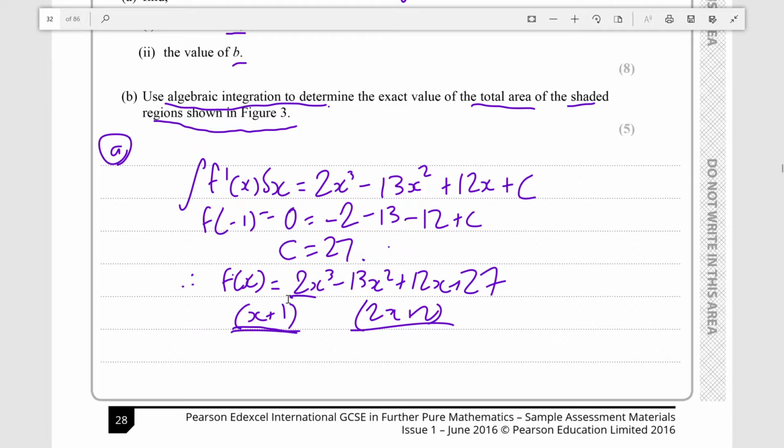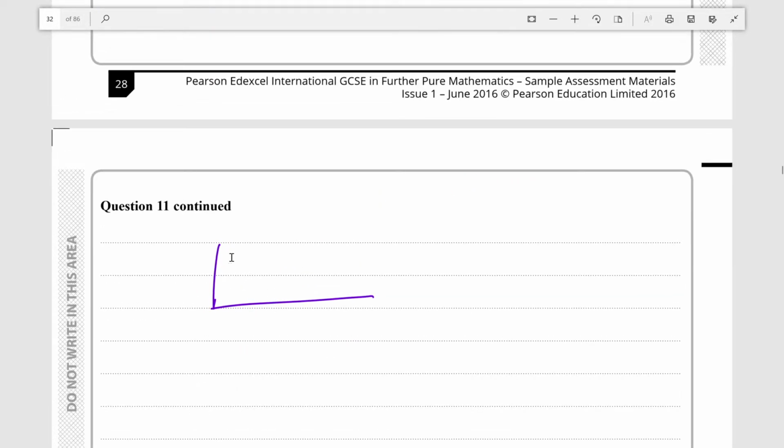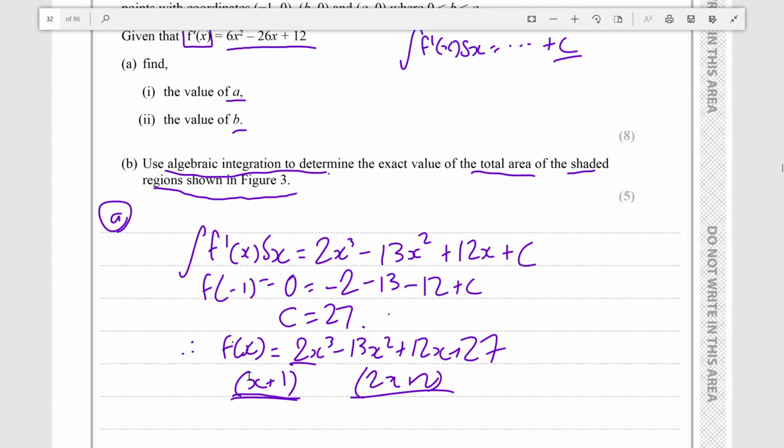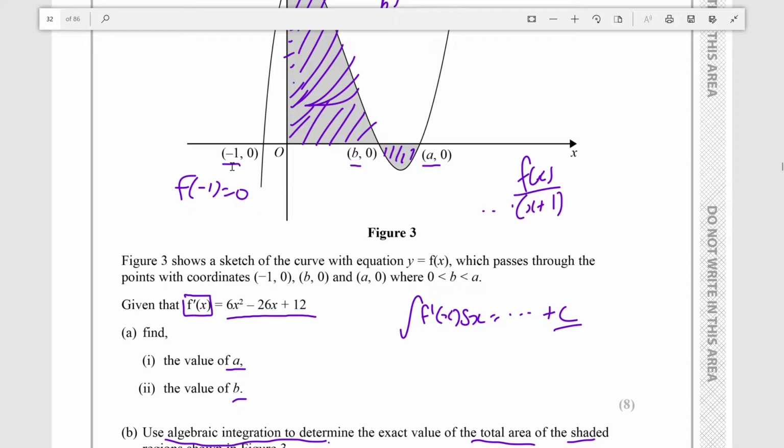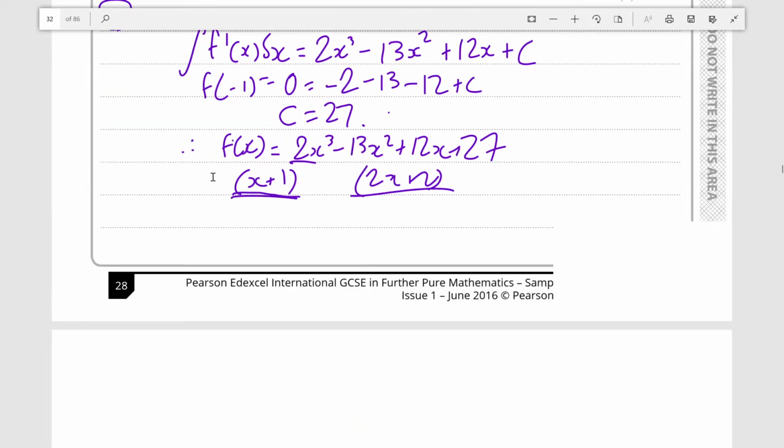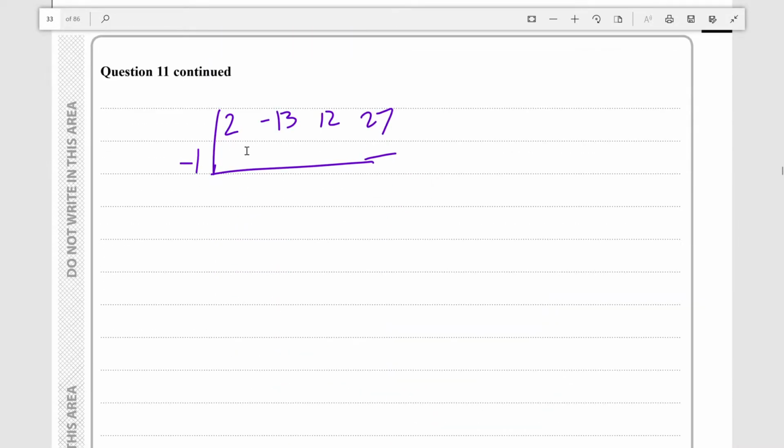First, you set up your calculation space like this, and then you write all the coefficients of the big polynomial you are trying to divide. So that would be 2, minus 13, 12, and 27. And then you would write the root of the little expression you are trying to divide by. So since this is a plus 1 here, we will be writing -1 here. So first we bring the 2 down, and we write 2 here.